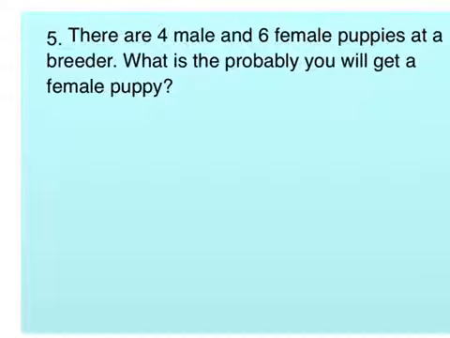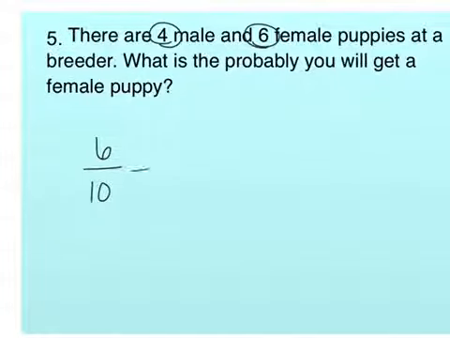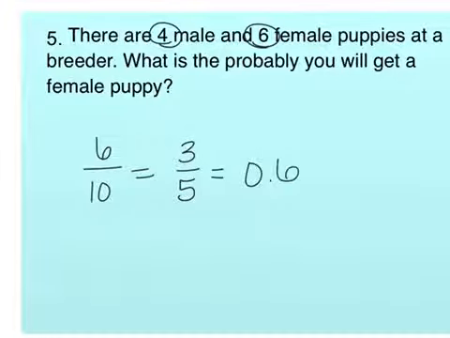Almost to our last example here. Number 5, there are 4 male and 6 female puppies at a breeder. We want to find the probability that you're going to get a female puppy. So the female puppies are going to make me happy. So there's 6 of those. Out of the total number we have available, there's 10 total, 4 plus 6. Reduce that down, I would get 3 over 5, which as a decimal would be 0.06.